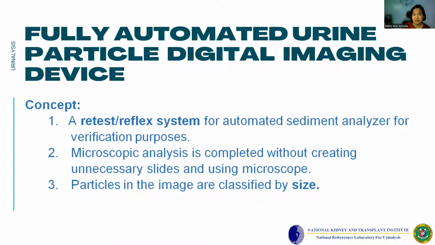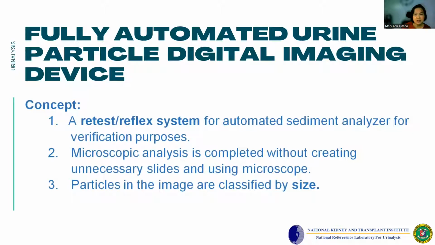Next, we will be discussing the fully automated urine particle digital imaging device, the concept of which is a retest reflex system for the automated sediment analyzer for verification purposes. Microscopic analysis is completed without creating unnecessary slides and using a microscope. Particles in the image are classified by size. The images provide a detailed view of the urine particles without performing a manual sediment or microscopy, so the entire workflow can be processed automatically.